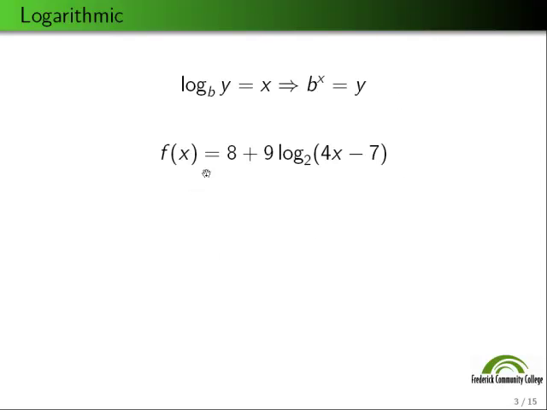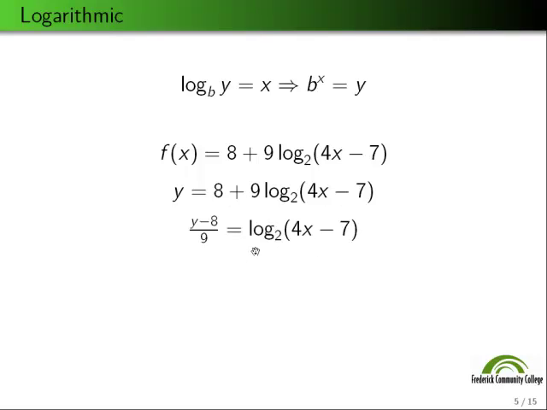Here's our function. f of x equals 8 plus 9 times log base 2 of the difference of 4x minus 7. So the first thing we always do is rewrite the f of x as y. And then I want to get this log expression by itself so I can utilize this definition up here, because eventually I want to solve for x. So I need to subtract 8 from both sides and then divide by 9. And I'm left with this expression.